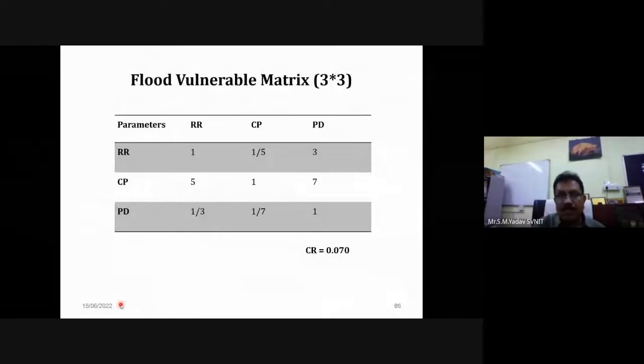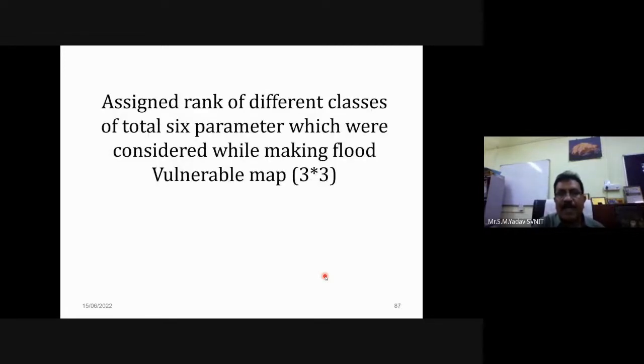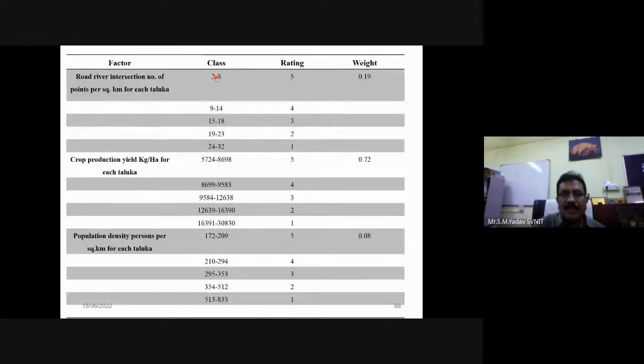Once the FHI is developed, now we want to go for the flood vulnerable matrix. This matrix, after considering 40 forms whose consistency ratio is less than 10%, using the geometric mean method, the final values for the flood vulnerable matrix have been decided. The consistency ratio for this is less than 10%. Assign ranks to different classes of the total 3 parameters which were considered while making the flood vulnerable map. In this, again, as I said, the classes are made and ratings are given.